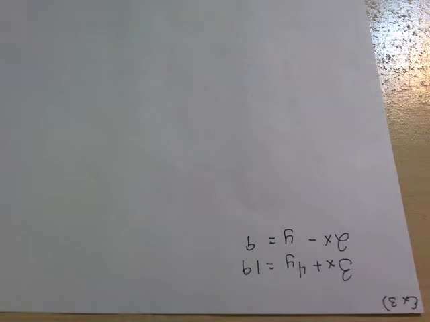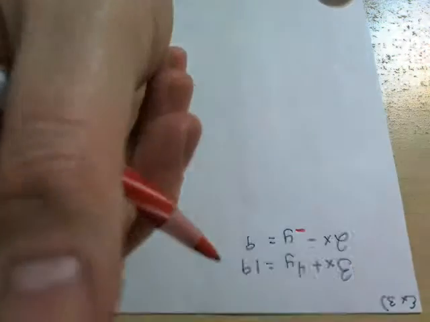Question number 3, we've got 3x plus 4y equals 19 and 2x minus y equals 9. Now, as you can see, these are written in standard form, x, y's, equal signs, numbers, so we don't have to worry about that. The one thing that may become an issue if we don't address it is that y here in the bottom equation has no number in front of it.